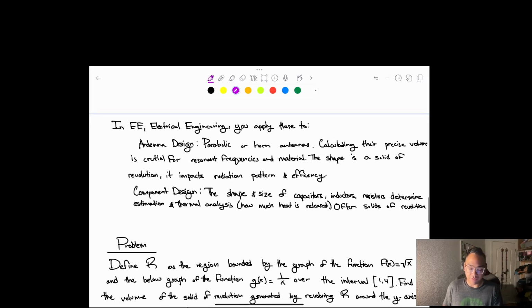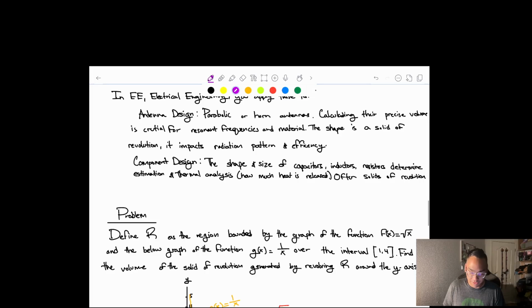In electrical engineering, you're going to apply these to different things. Sometimes you're going to do antenna design for a radio. Most radio antennas are parabolic or horn antennas, so calculating their precise volume is crucial for resonant frequencies. If you've taken physics, the shape, the size, and the length of the antenna determine how far it can shoot its frequencies and what the pattern is. The material also affects it. So the shape of a solid of revolution impacts radiation pattern and efficiency.